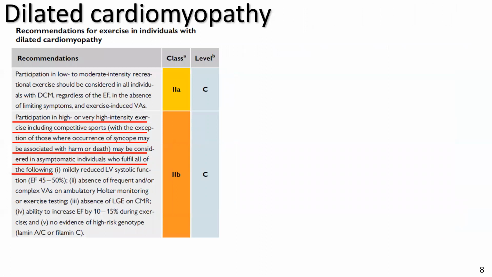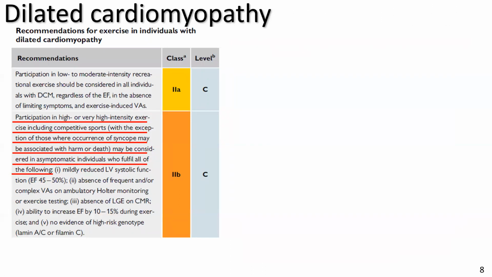Coming to dilated cardiomyopathy, participation in high or very high intensity exercise, including competitive sports, with the exception of those where occurrence of syncope may be associated with harm or death, may be considered in asymptomatic individuals who fulfill all of the following. Mildly reduced LV systolic function, that is ejection fraction just a little under normal, 45 to 50%.